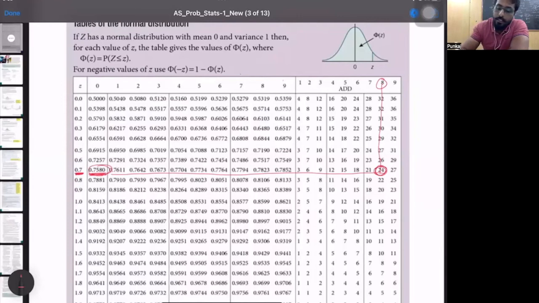So it's like 0.7580 plus 24. So 0 and 4 get added, you get a 4. 8 plus 2, that's 10, 0, carry 1. 5 plus 1, that's 6. 0.7604, right? 0.7604.